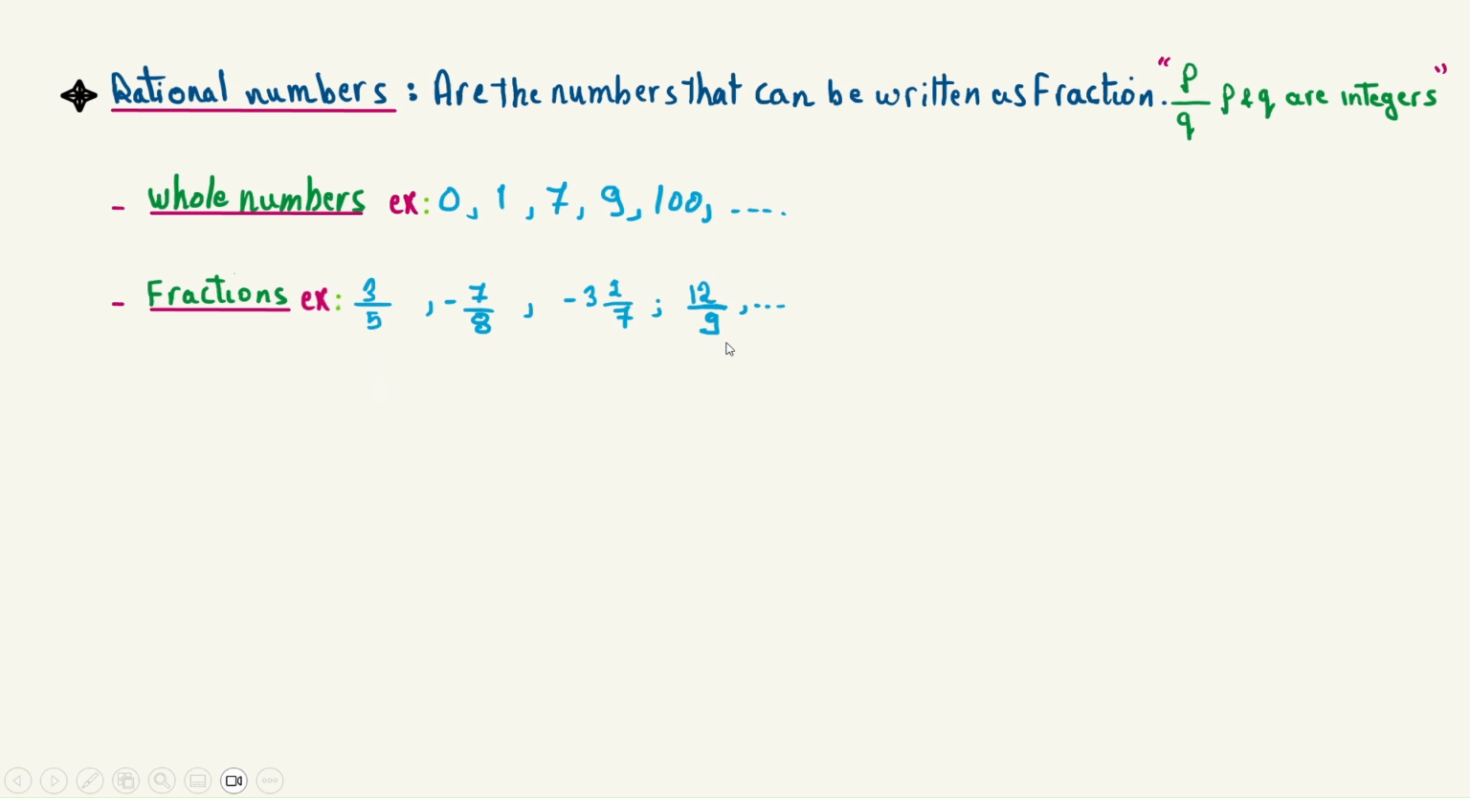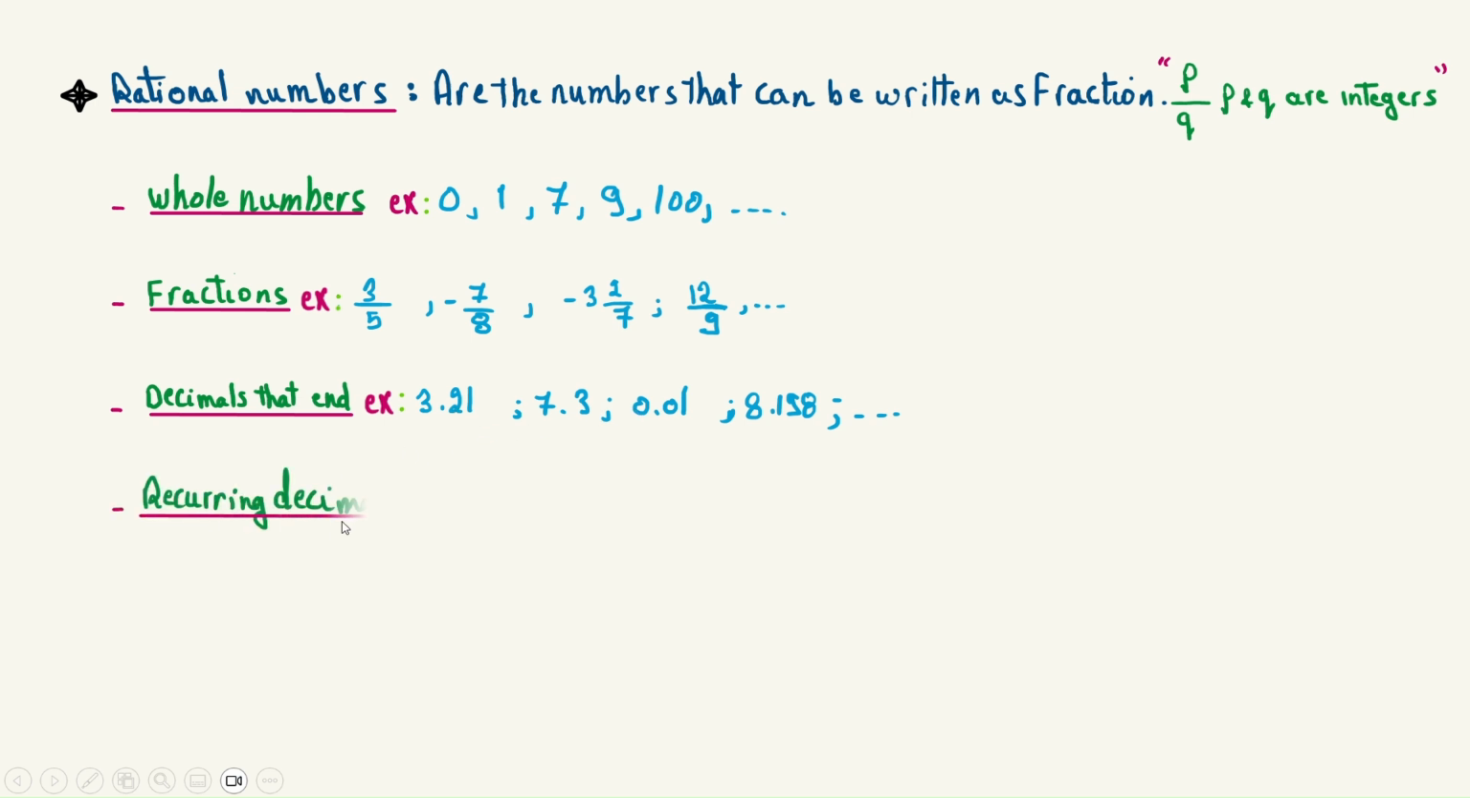Any type of fraction will be a rational number. Decimals that end, like 3.21, 7.3, and so on. When I say end, it means at the end it will stop and it will not be recurring, not 21, 21, 21 infinitely. It is just only 3.21. Recurring decimals: 6.2 bar means 6.2222 infinitely, 3.251, 251, 251 infinitely, 16.21, 21, 21, and so on.